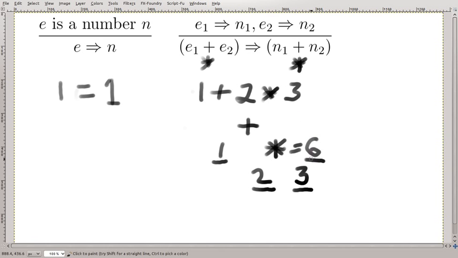And once we have the value 6, then both of the children for this plus root vertex of the tree have been evaluated. And so we can apply the same rule. We have n sub 1 is 1, n sub 2 is 6, so the value of this plus vertex is 6 plus 1 is 7. And that's how operational semantics works.